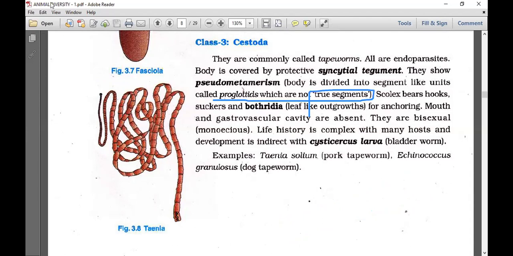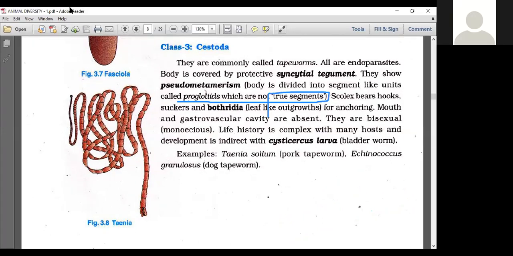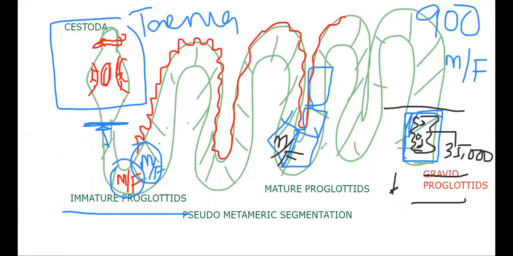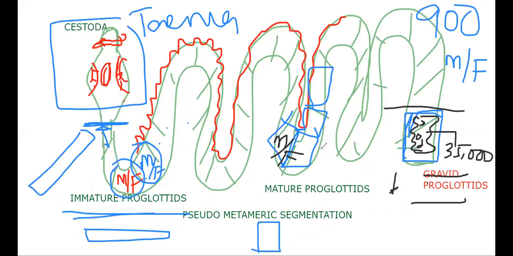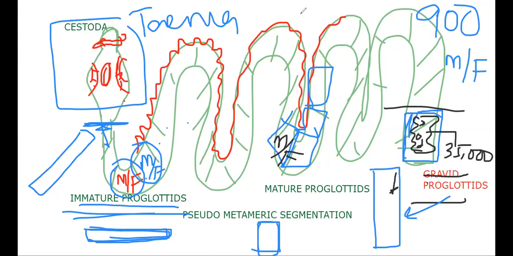Why? How can you say they are not true segments? Simple: the segment size and shape are not equal. Immature proglottids are rectangular, like this. Mature proglottids are square, with length and width equal. Gravid proglottids have more length and less width. In immature ones the length is less and the width is more. No need to remember this, just for information. So that much difference is there, which we definitely call pseudometameric segmentation.